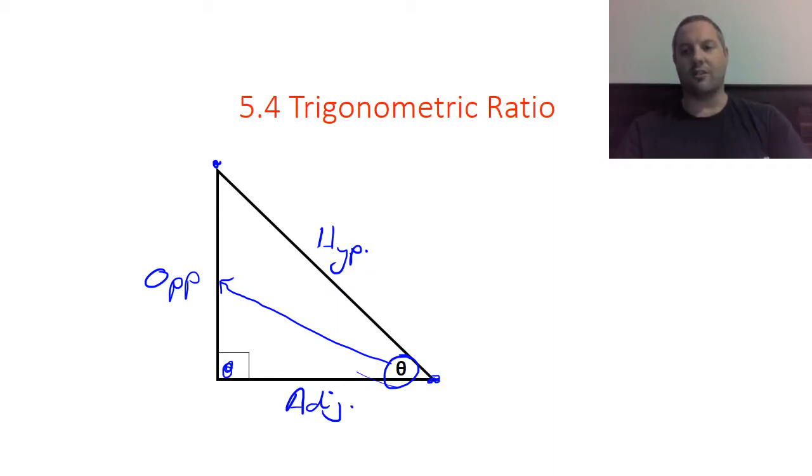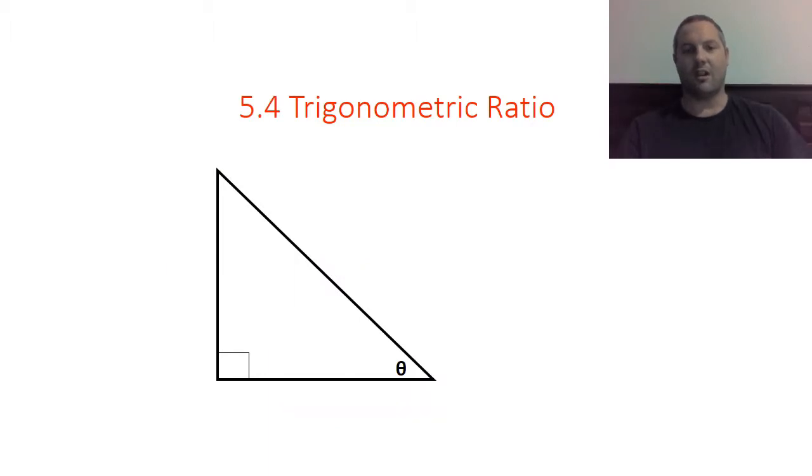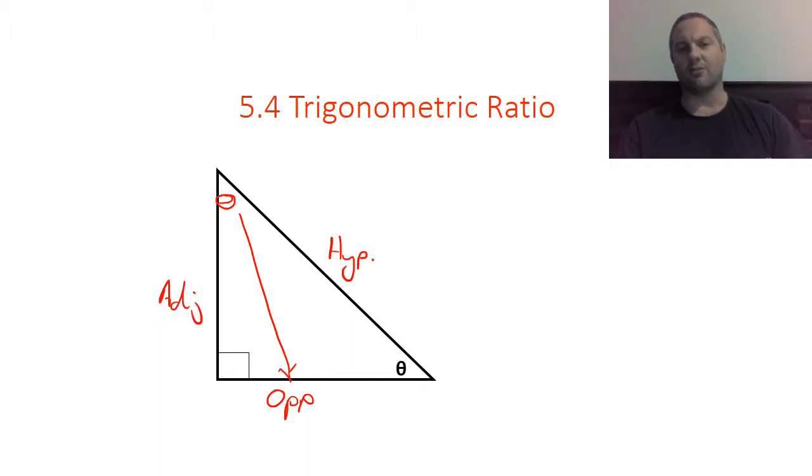Now if we look at it the other way around, I'm going to clear this a little bit. If we made this one theta here, this is still our longest side, so that's hypotenuse. Now, if we look at opposite, there's our opposite, it does change, making this one your adjacent. So you have to be really careful when looking at which angle we're using.